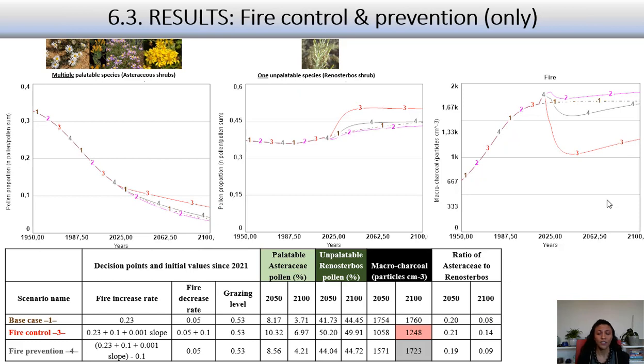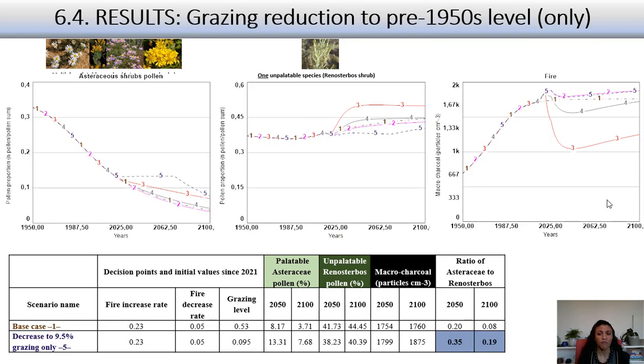Okay, so if managers decide to control and prevent fire only, what they'll see is that obviously they decrease fire, and this helps with improving biodiversity slightly. However, Rhinoceros is still quite high. Now, if managers decide to decrease grazing only, possibly to the pre-1950s levels, so before agricultural intensification increased grazing so much, what we'll see here is that there will be a slight increase in Asteraceous shrubs and a decrease in Rhinoceros, which is what we want.